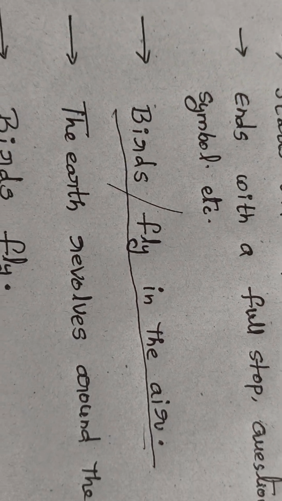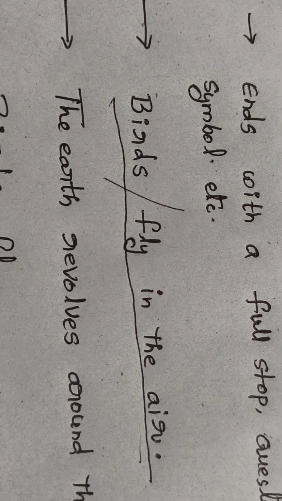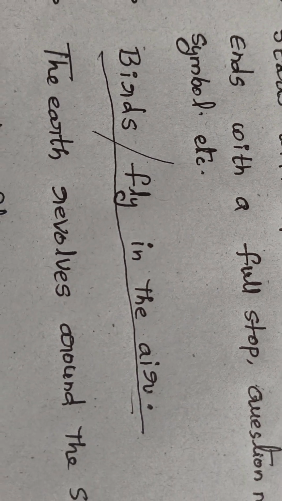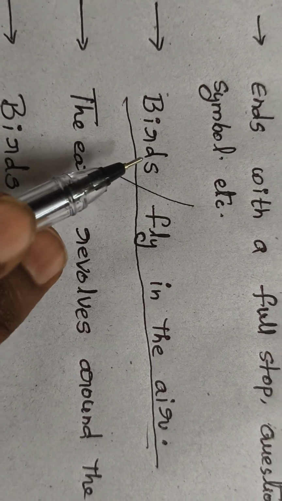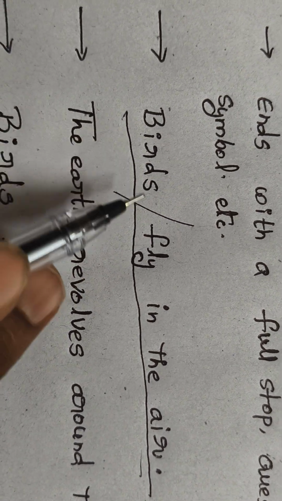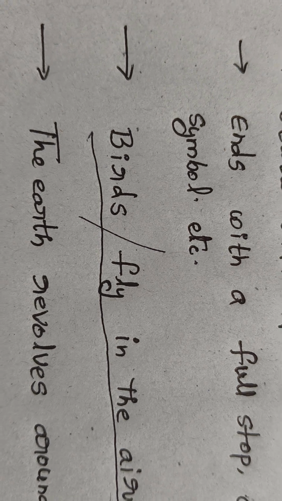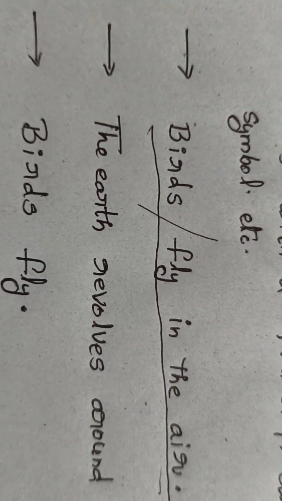These are two parts. Whenever we make a sentence, we name some person or thing, and that person or thing is called the subject. Here, no person, birds. So, birds is the subject of this sentence.